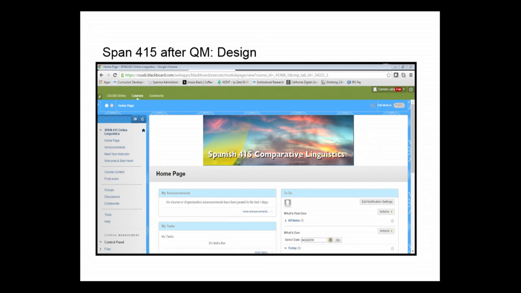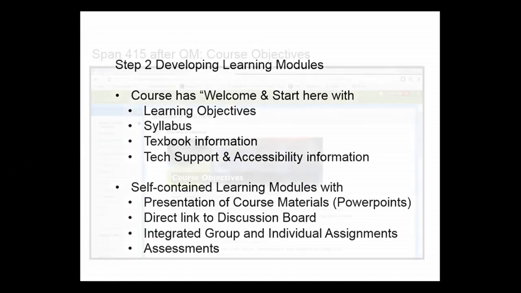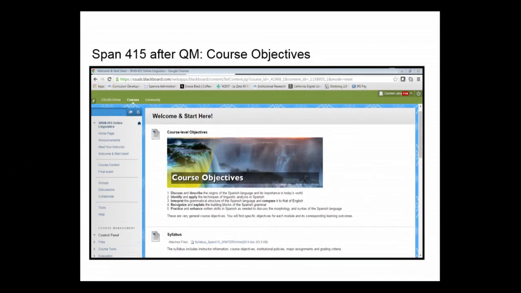This is the new site after the Q&M design. If you see to the left, it's much cleaner. It has a welcome start here, so students know exactly where to begin. And then it has the course content where all the modules are listed. In the welcome, you have the learning objectives, you have the syllabus, you have the textbook information, all that essential information that students need to begin the actual course. And then the course materials, PowerPoints, discussions, assessments are all in the modules.